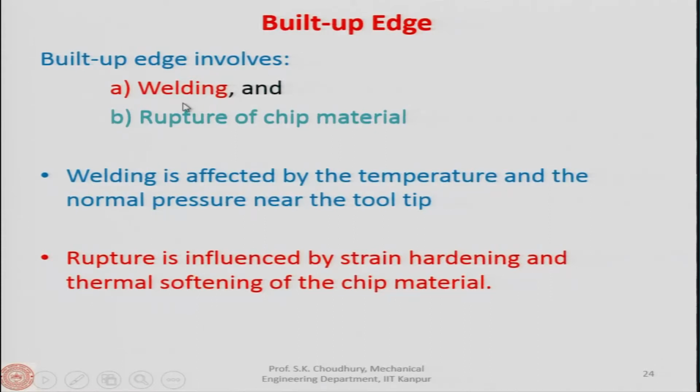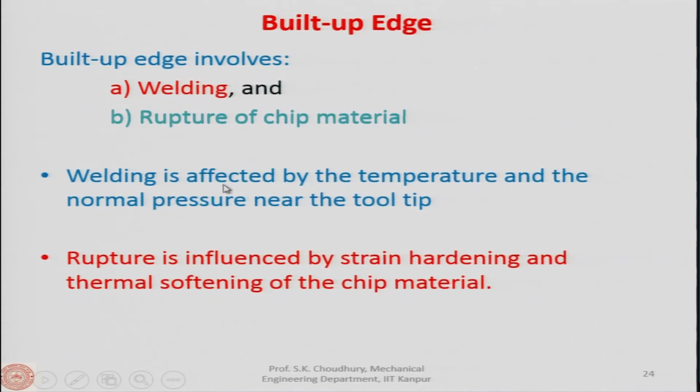So, that means the formation of the built up edge occurs only at a certain range of cutting parameters, particularly the cutting speed, and when the temperature is within a certain level. Now, the built up edge therefore involves welding and rupture of the chip material. Welding, because the two nascent surfaces of the chip and the rake face are getting welded, and then the chip material will be ruptured.